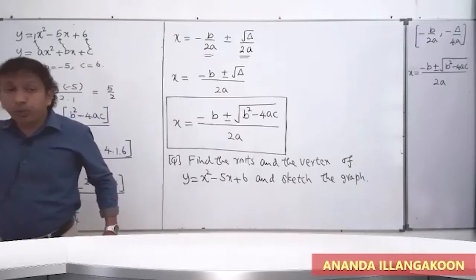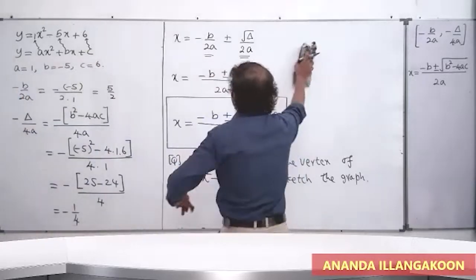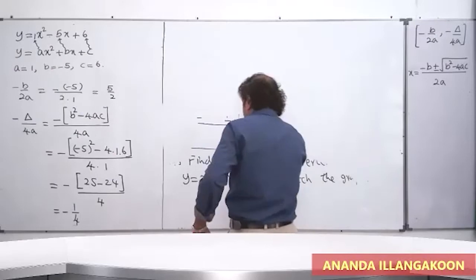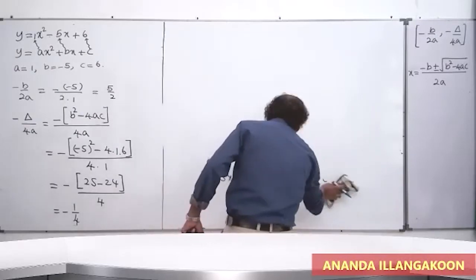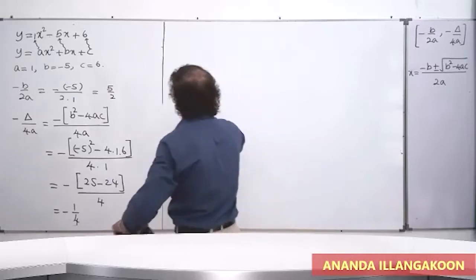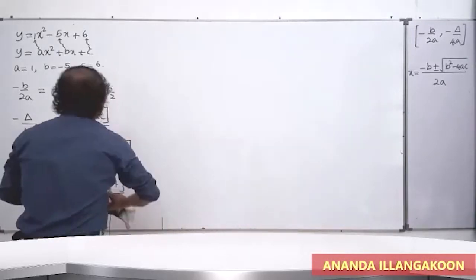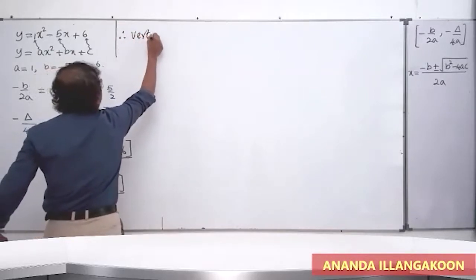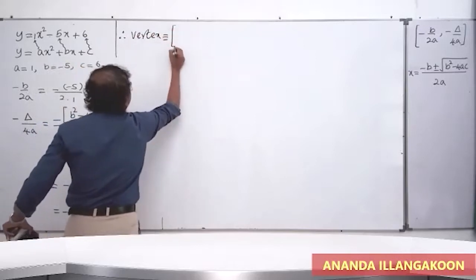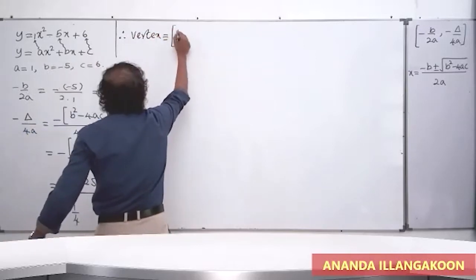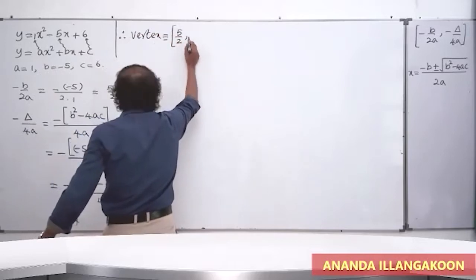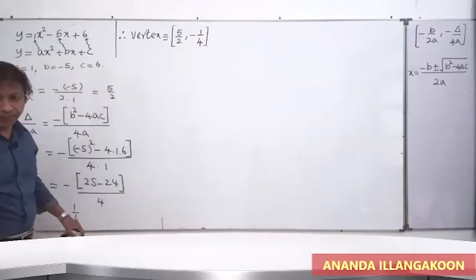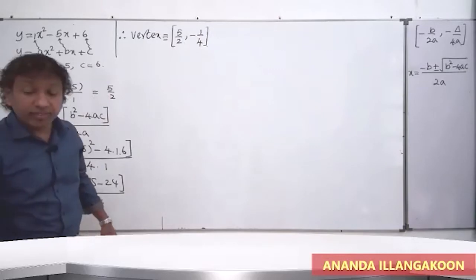Yeah. Then we know the vertex, right? Now we know the vertex. For the vertex, we can write here: vertex is, people, 5 by 2, minus 1 by 4. Vertex is okay.